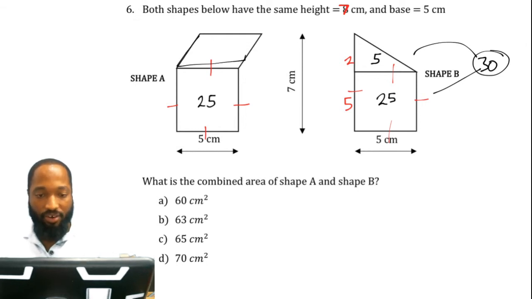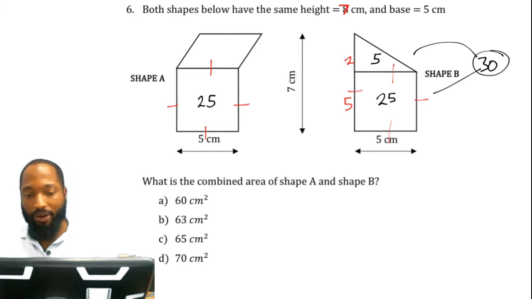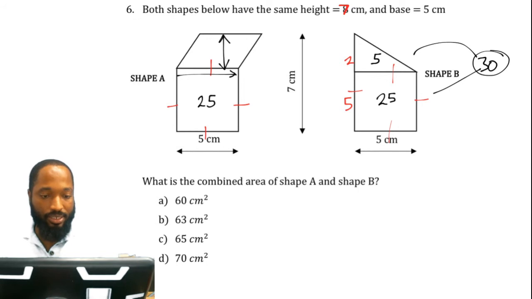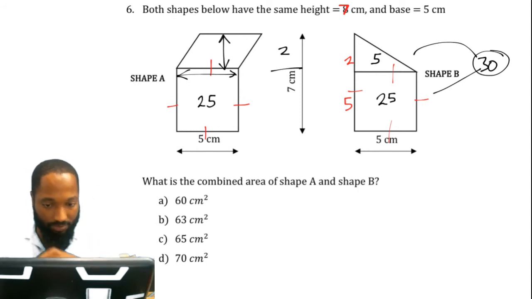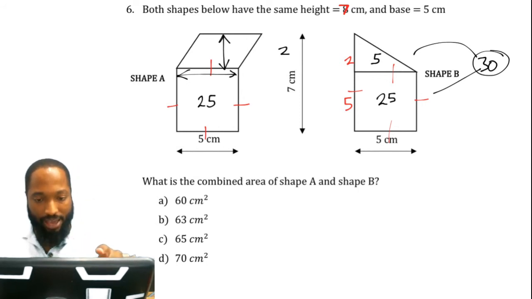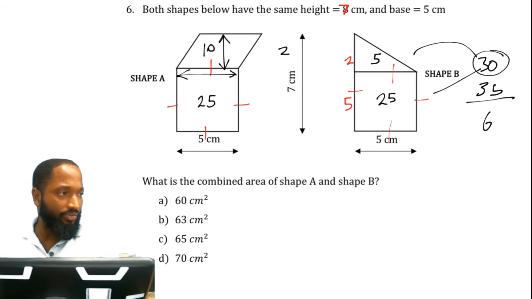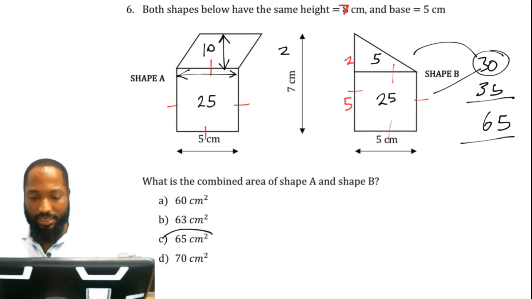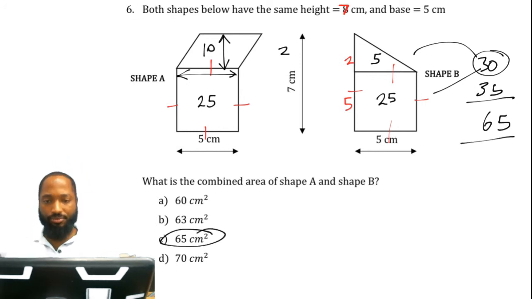And how do you find the area of a parallelogram? The area of a parallelogram is simple: the perpendicular height times the base. So once again, you have the same 2, because the 5 and the 2 make up 7. 2 by 5 is 10. So what is the area of this? 10, 35, 65. The answer is C. Why is it in the chat if you understand that?